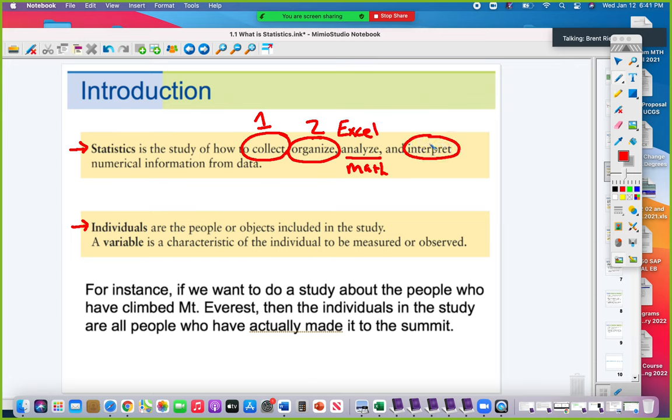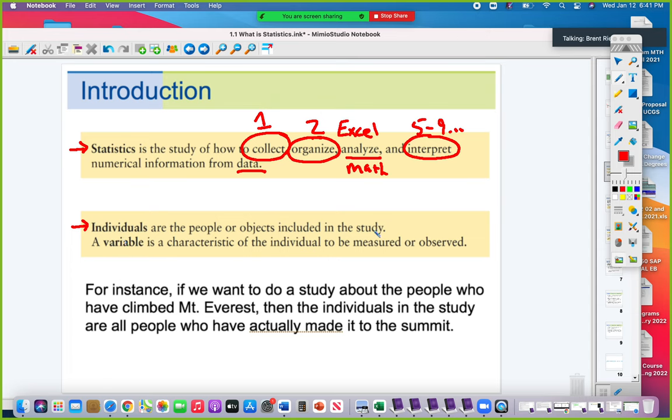There's going to be a lot of, I would say, chapters 5 through 9, and the rest that we do is on interpreting. Although we will talk about interpreting some things early on as well. Okay. And then it's just numerical information and data. Okay. Typically, when we collect information, it's numerical, it's data.